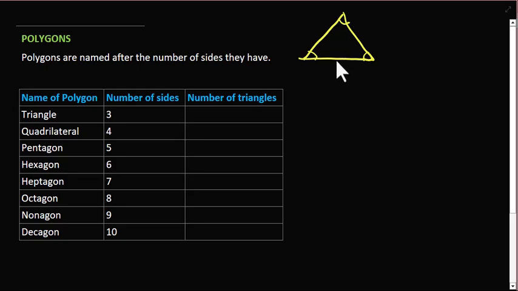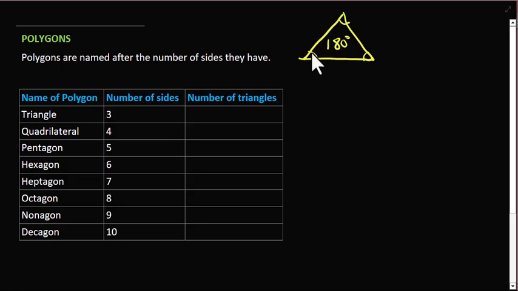Now I want us to go to this table because I want to help you do something. So we have the polygon, the number of sides, and then the number of triangles. This is the part of the table we are going to fill together. This plane shape has three sides, and you know the sum of interior angles in a triangle is 180 degrees, right?